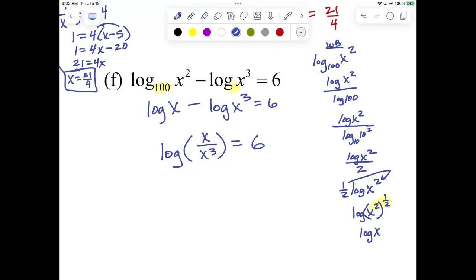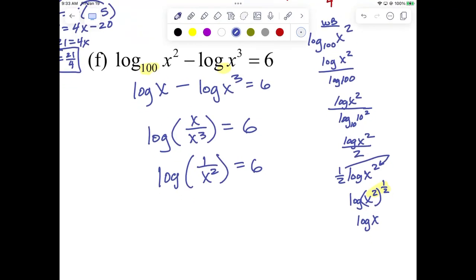All right, so I condense it now. I pull the log out. The positive term x is in the numerator. The negative term x cubed is in the denominator. And now I can simplify that. That's log base 10 of what's x over x cubed? 1 over x squared. Good, and that equals 6. All right, now I can convert it. I exponentiate both sides base 10, or I use the around the world thing, either one, and I get 1 over x squared equals 10 to the 6.